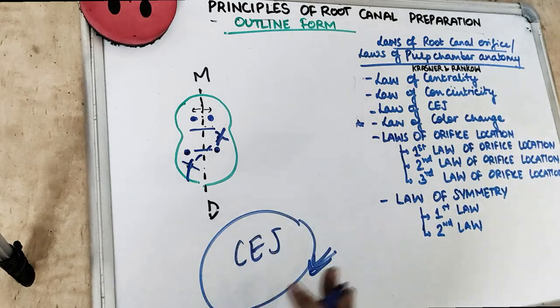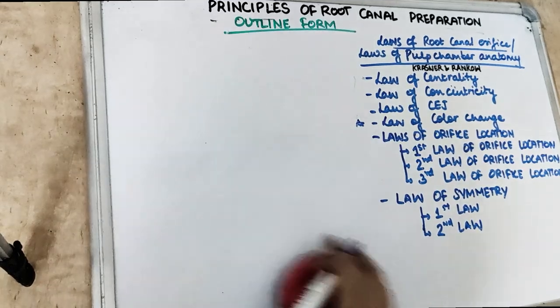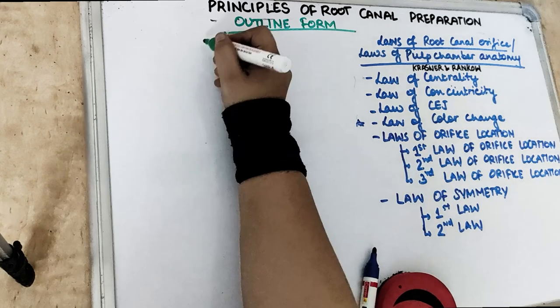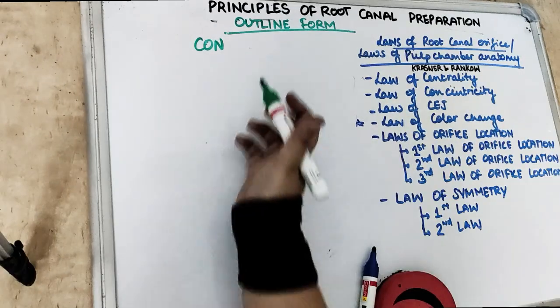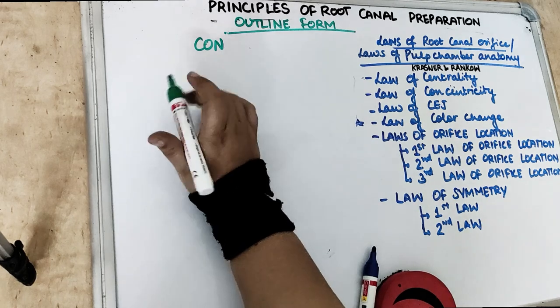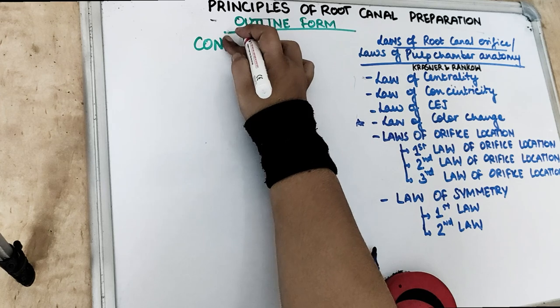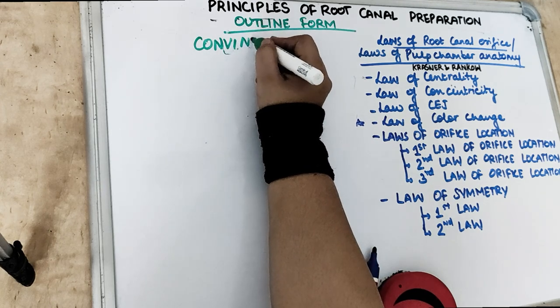Now talking about the convenience form, the second one we have is our convenience form. Convenience form is where, without any obstruction, we are reaching up to the apex of the canal, so the file is not binding anywhere. That means conveniently we are getting a straight line access.